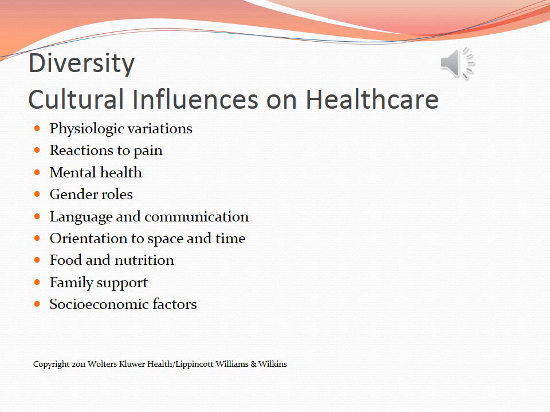There are physiologic variations. Various studies have shown that certain racial and ethnic groups are more prone to developing specific diseases and conditions. For example, a hereditary disorder, Tay-Sachs disease, is associated with individuals of Eastern European Jewish descent. Another influence would be reactions to pain. Some cultures allow and even encourage the open expression of emotions experienced by a person in pain, whereas other cultures frown on the open and free expression of emotions.